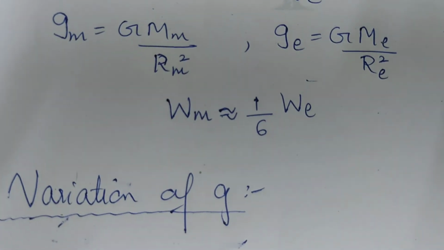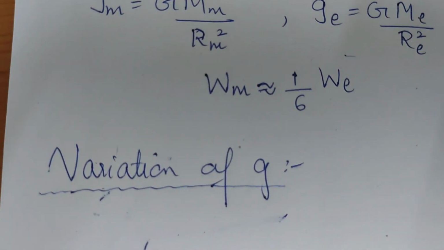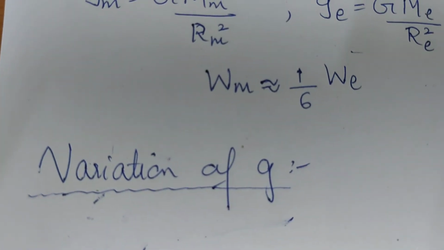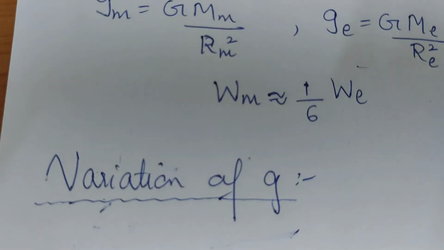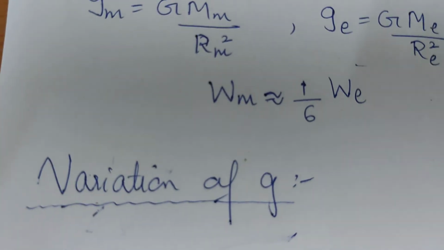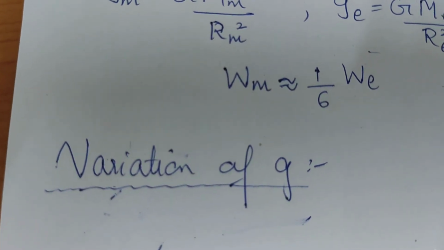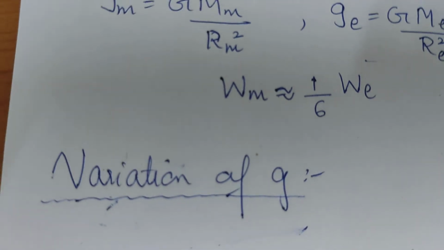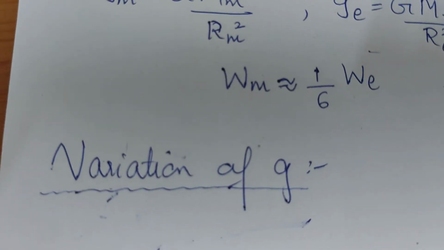Now, finally, this point actually we have missed before, variation of g. You know that g, small g, is not a constant quantity. Although for the numericals, we take it as 9.8 meter per second square. But when we remember the formula, small g is capital G, capital M over small r square. So if we move away from the surface of Earth, small r varies.